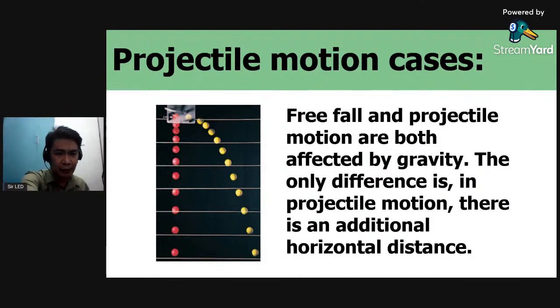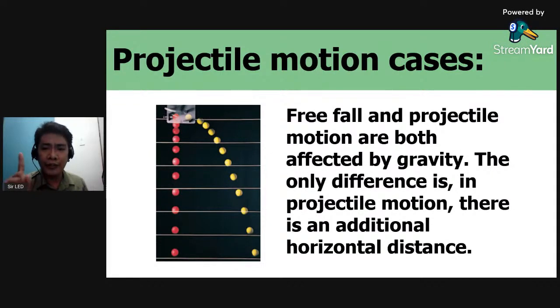Consider this picture, class. The ball in red is in free fall, it is just being dropped, while the ball in yellow is in projectile motion. These two balls are both affected by gravity. This is the question: which will reach the ground faster? Is it the red ball or the yellow ball? Try to think about it. Which will reach the ground the fastest? Is it the red ball or the yellow ball? If your answer is both, you are correct.